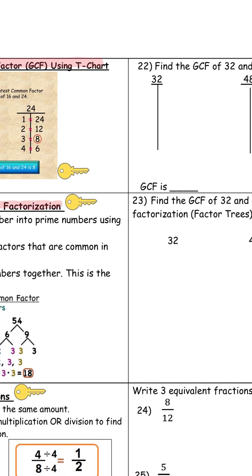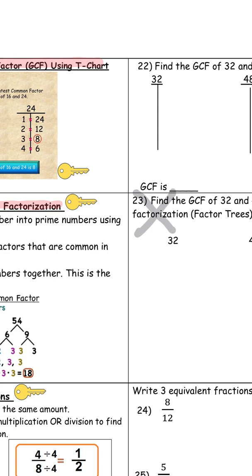Moving right along, GCF using prime factorization. We touched on this in class. I am not going to make you responsible for this one, so you can go ahead and cross out number 23. You are not responsible for that. Also, in speaking with 7th grade teachers, I've learned that they do not find the greatest common factor using prime factorization, so we're just going to move on.